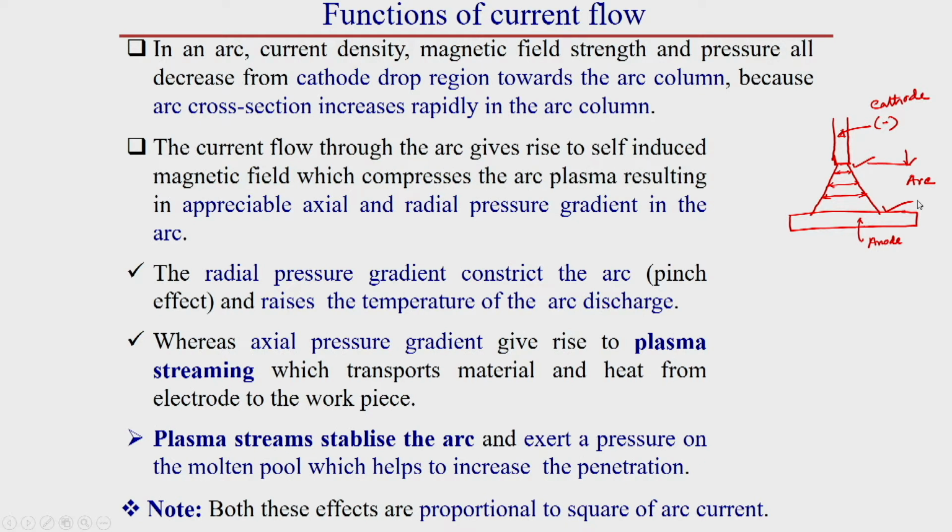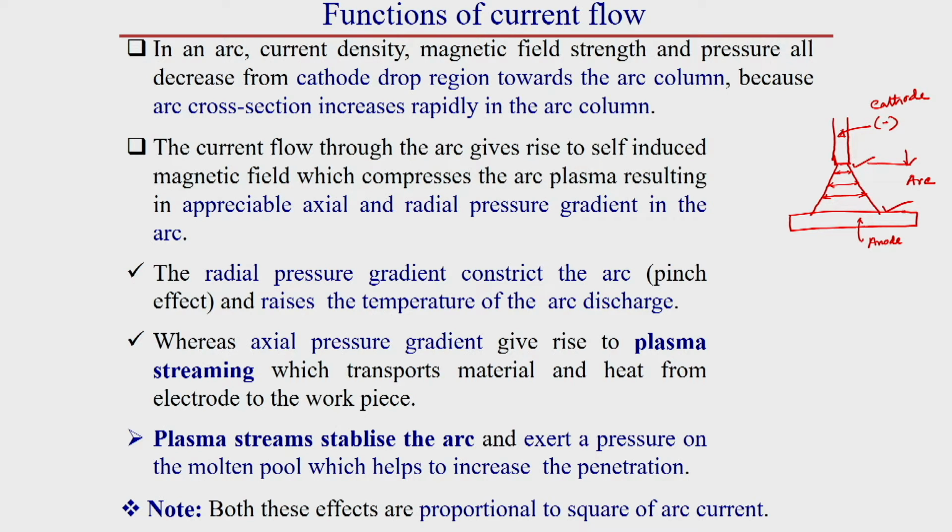So, due to this increasing cross section, the current density, magnetic field strength and pressure all decrease from the cathode drop region towards the arc column and towards the workpiece region, because the arc cross section increases rapidly in the arc column. Due to this rapid variation of the arc column, current density, magnetic field strength and pressure all decrease from the cathode drop region towards the arc column.